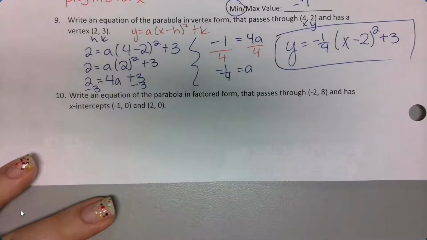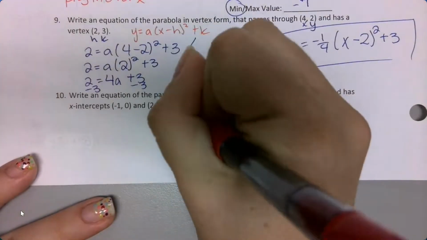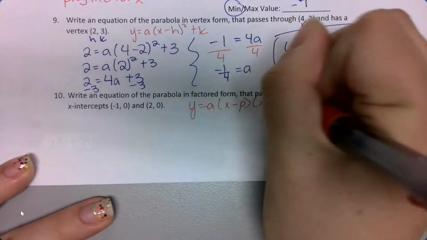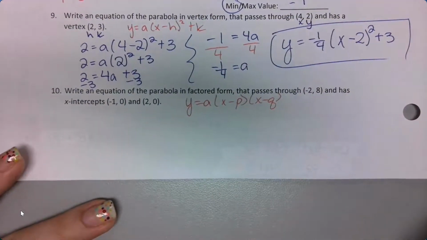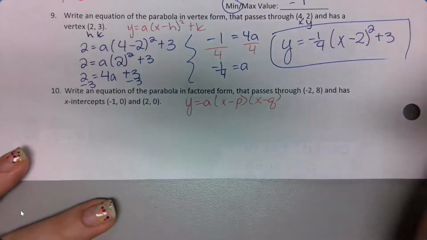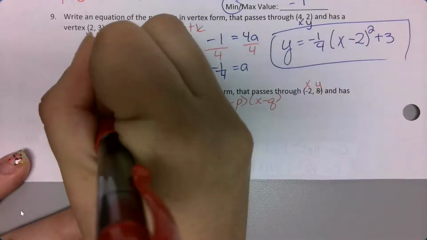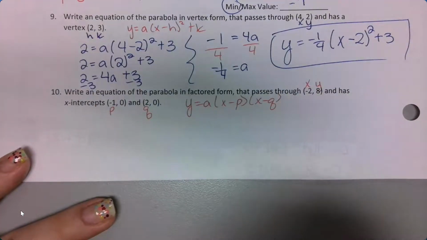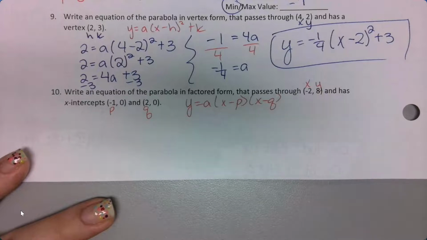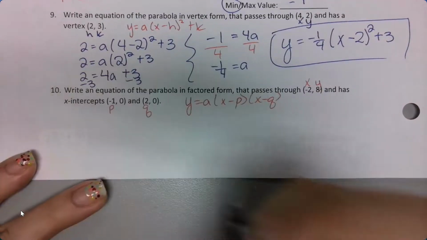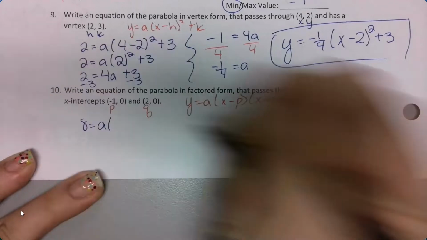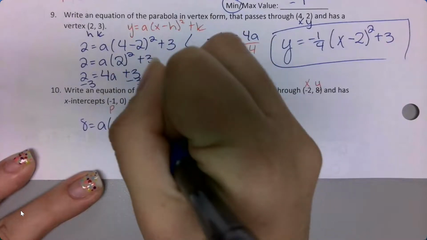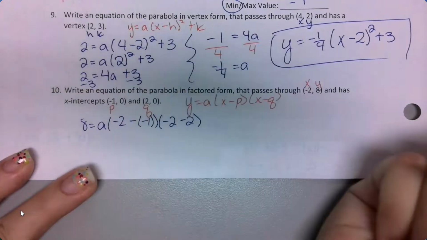Number 10 wants me to write an equation in factored form. So that is y equals a, parentheses x minus p, times x minus q, where p and q are my intercepts, and x, y is a point on the line. So this is my xy, this is my p, this is the q. P and q always go with the ones that have 0 values for their y. So plugging in, I have 8 equals a. Then my x was negative 2 minus negative 1, and then negative 2 minus 2.